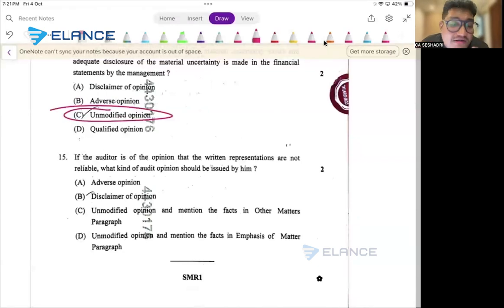15th question. If the auditor is of the opinion that the written representations are not reliable, perform additional procedures. If still you are unable to do anything, you are not getting any evidence, better is to disclaim the opinion. So this is the answer.